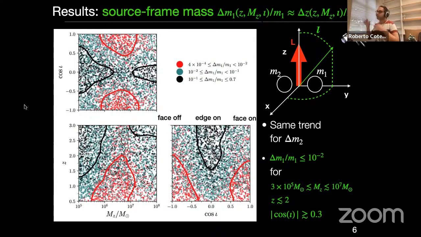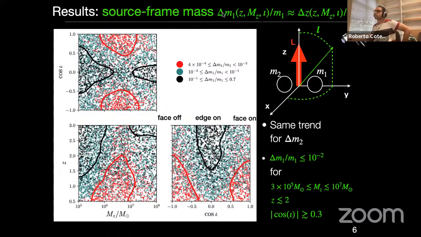This is the source frame mass, which is the most interesting part for the astrophysicists, because this is what they want to know, not the detector frame mass. Namely, this depends not only on z and Mz that control the signal, but also on the inclination angle. Because of the redshift dependence, the trend almost perfectly follows the trend of the uncertainty on the redshift, because the redshift is measured way worse compared to the detector frame mass. So the uncertainty on the source frame mass is completely dominated by the uncertainty on the redshift.